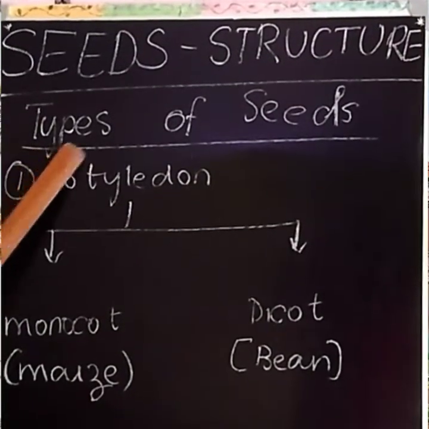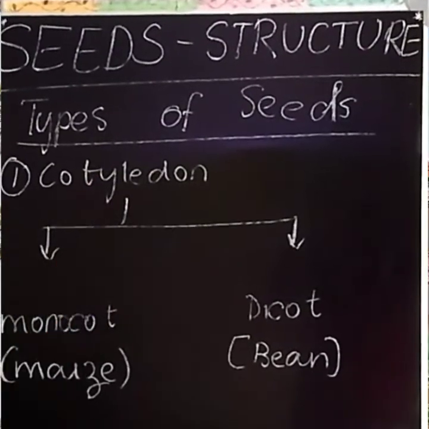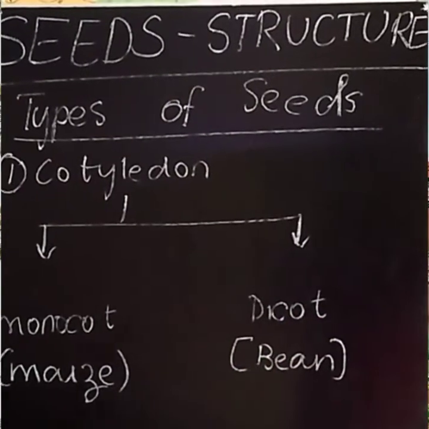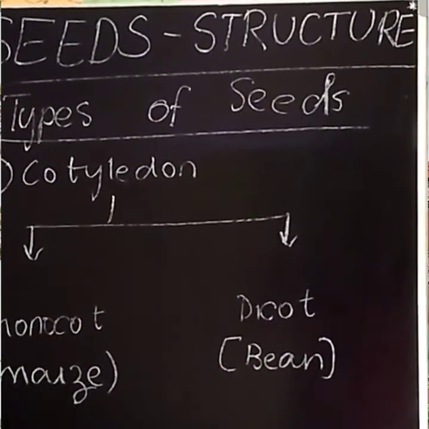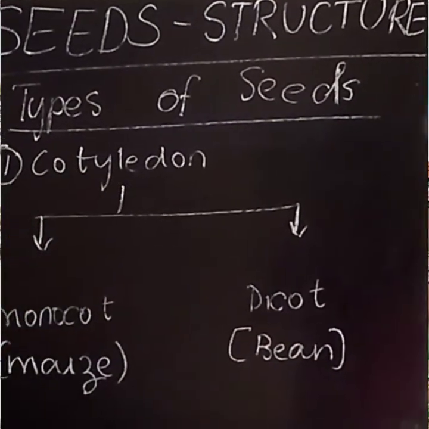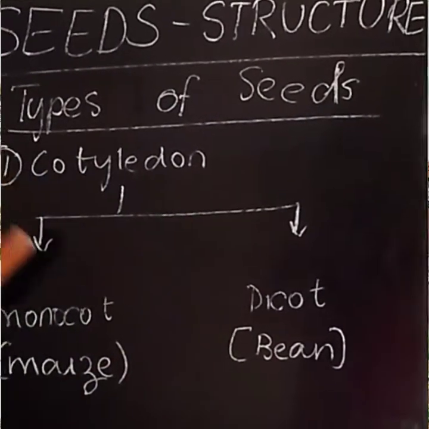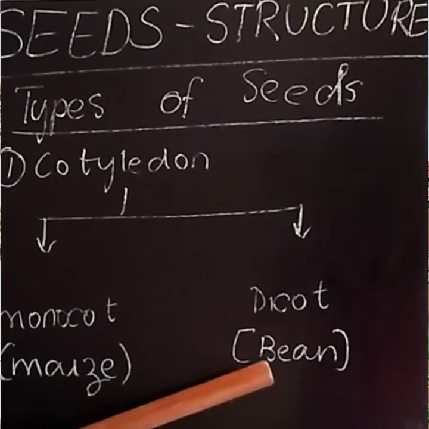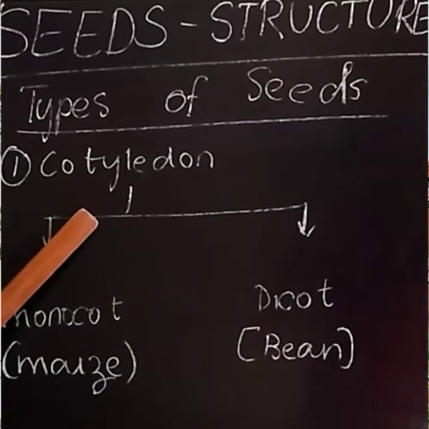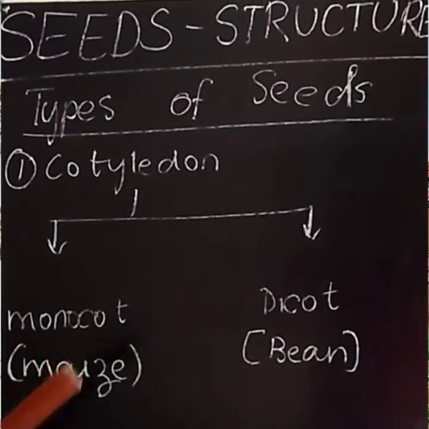Types of seeds. We can differentiate it in three types. Number 1, cotyledon. There are two types of cotyledons, monocot and dicot. Monocot example is maize, whereas dicot example is bean. In the case of bean, if you see it in detail, you can find a line in the middle. If you press it, it will divide into two. So there are two cotyledons, which we call dicot. But in maize, there will be no line to divide it into two, so it's a monocot.